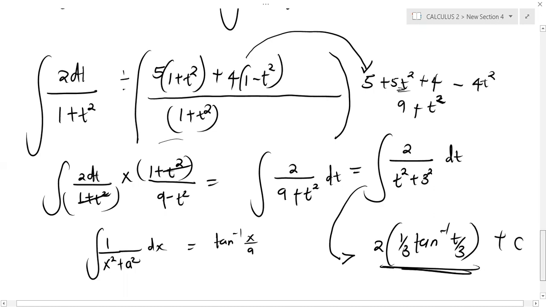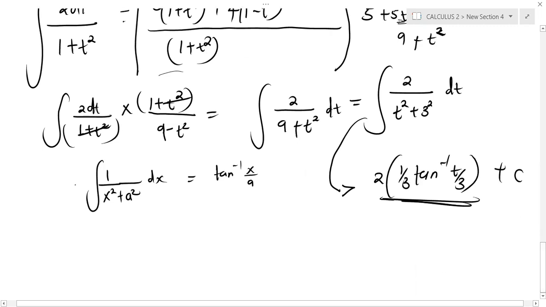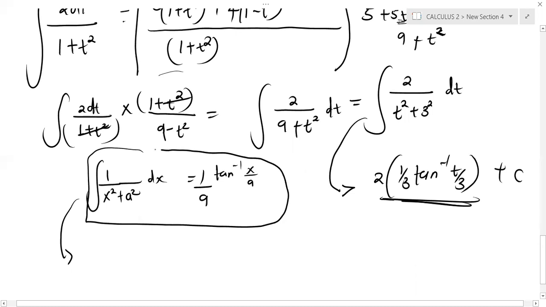Now you should check on this integral, this one here. It is 1 over a, sorry. So it's supposed to be 1 over a tan inverse. It's a standard integral in the tables. So what I've done is I've just taken the 2 outside. Then 1 over a is 1 over 3, tan inverse of x over a, so the answer is 2 over 3 tan inverse of t over 3. And that's basically what that gives.